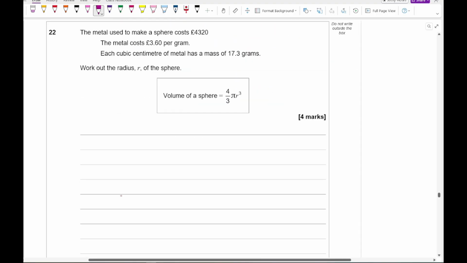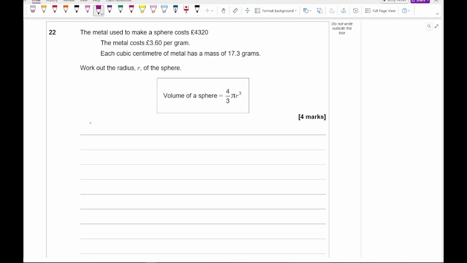Moving on to question 22, it says the metal used to make a sphere costs £4,320. The metal costs £3.60 per gram. Each cubic centimetre of metal has a mass of 17.3 grams. Work out the radius of the sphere.